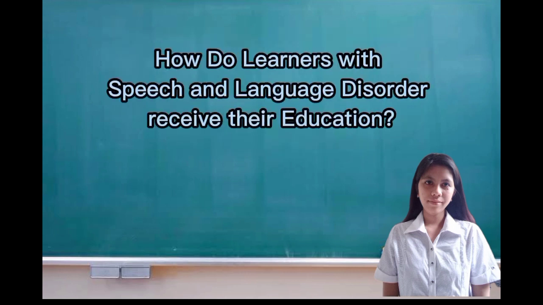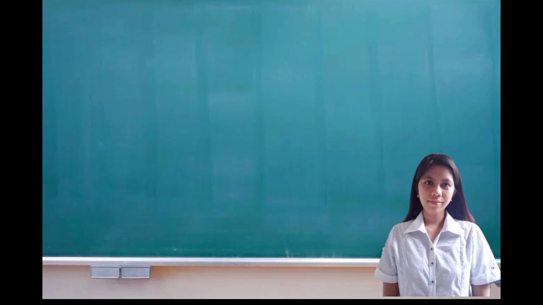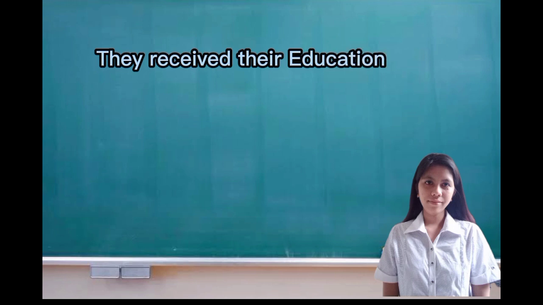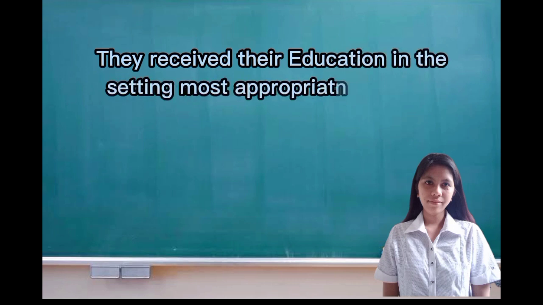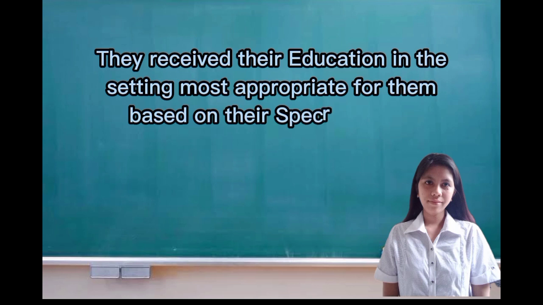So, how do learners with speech and language disorder receive their education? Speech and language disorder students receive their education in the setting most appropriate for them based on their special needs. If speech and language disorder is the primary disability, emphasis is placed on providing services in general education with peers. While if other disabilities also exist, the team will make the decision about the placement.